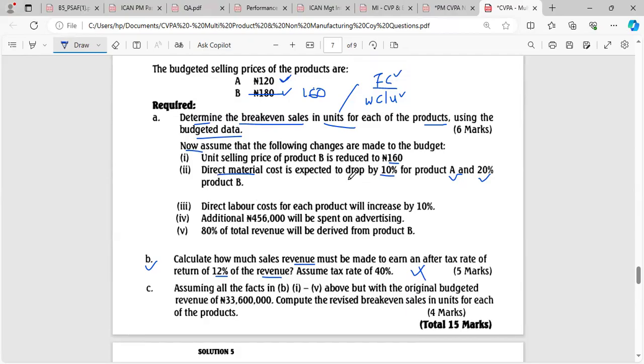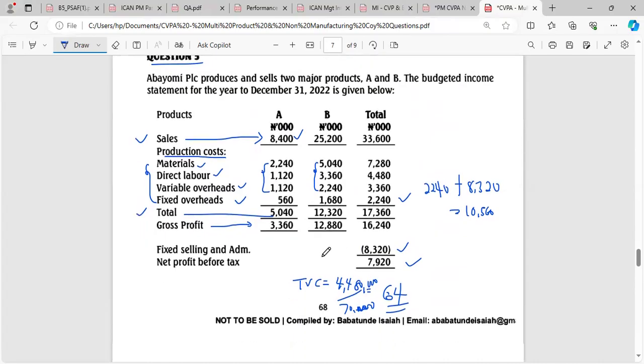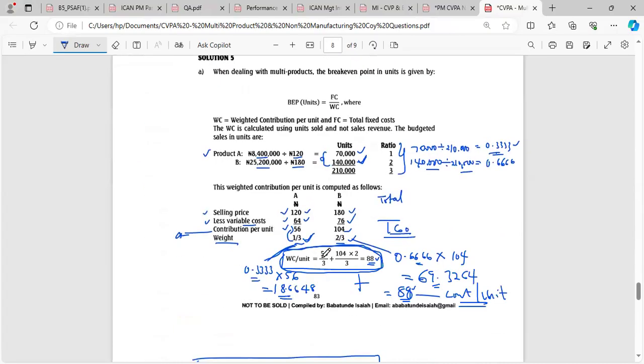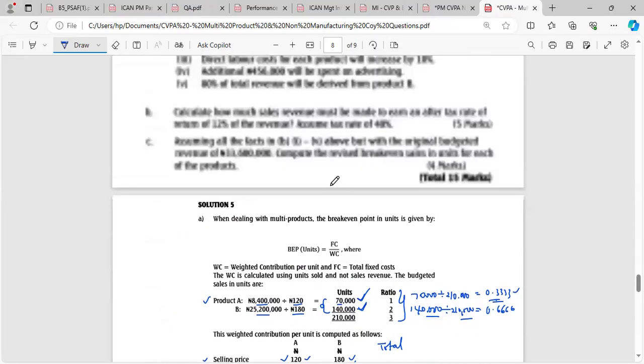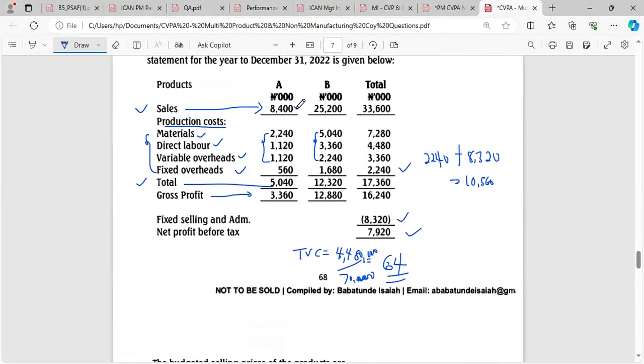Direct material cost is expected to drop by 10%. So how much do we spend for direct material? Let's go back. Direct material is 2240. So let's go 2240 divided by 70, because 70 is the quantity. Don't forget, we've calculated 70 before. Divided by 70, that will give us 32. That means our direct material will now be 32 naira.